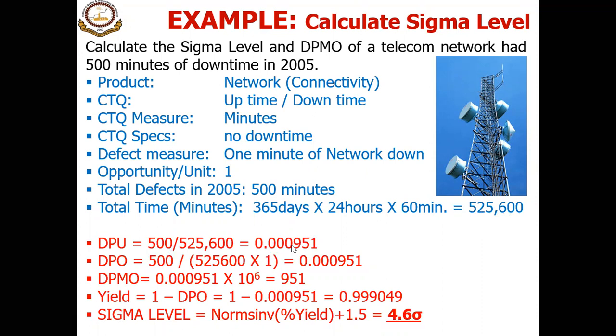So this is defect per unit. So DPO would be multiplied by 1. So we will get this one. DPMO, that means out of 1 million production time, there are 951 minutes of downtime of the network. So in order to compute the sigma level, you can either use a DPMO table, or use the Excel formula of NORMSINV of percentage yield plus 1.5. So right now this process is working at a 4.6 sigma level.